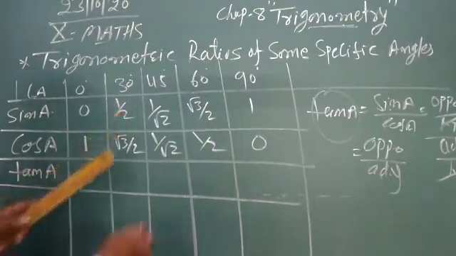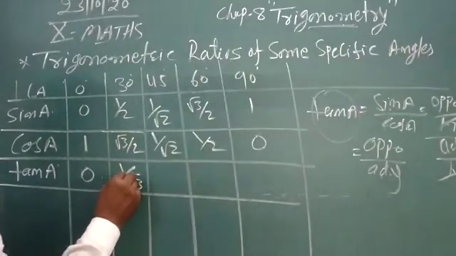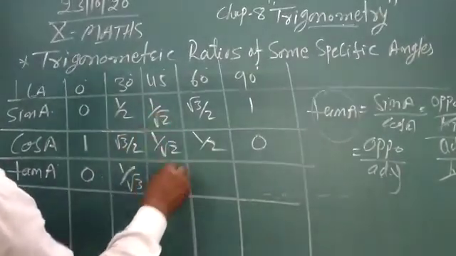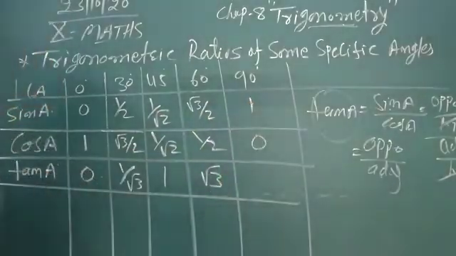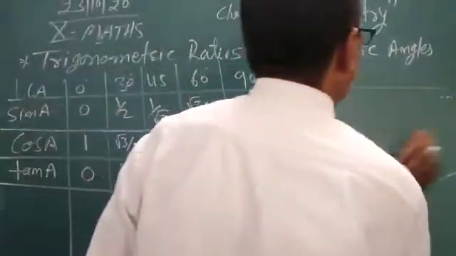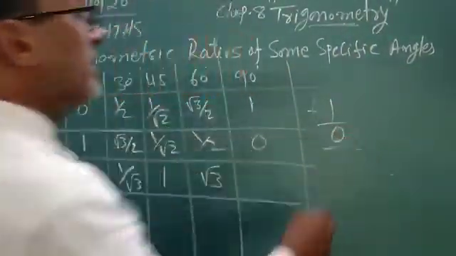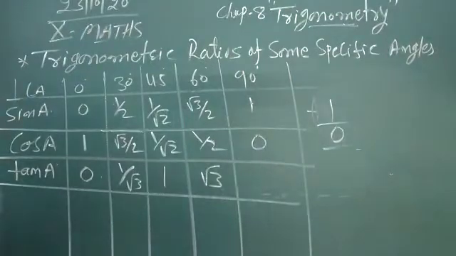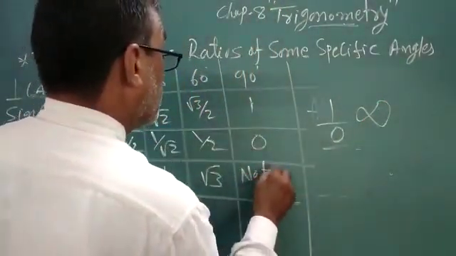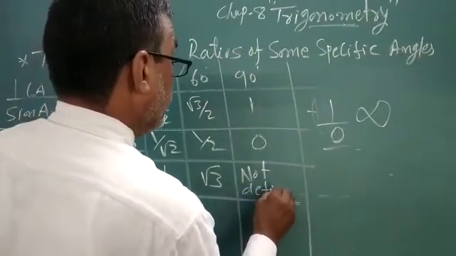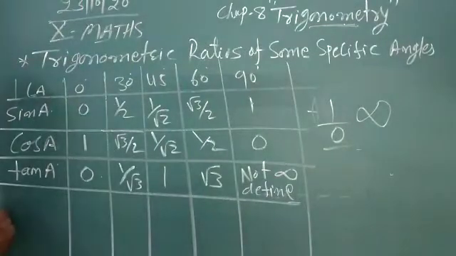For 30, 1 upon 2 divided by root 3 upon 2: the 2 cancels, so 1 upon root 3. For 60, root 3 upon 1. Now for 90, 1 upon 0. You know that when the denominator is 0, it is not defined, which means you can say it is infinity. You can write not defined, otherwise you write infinity.